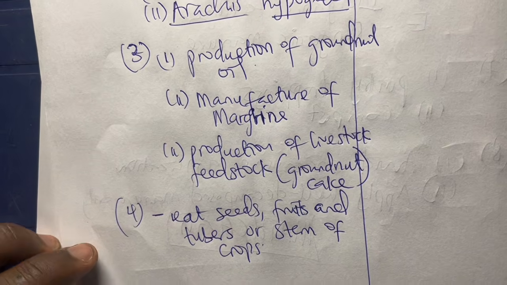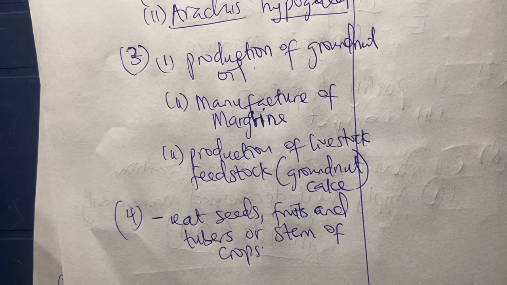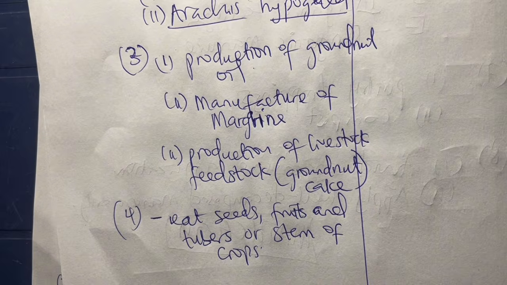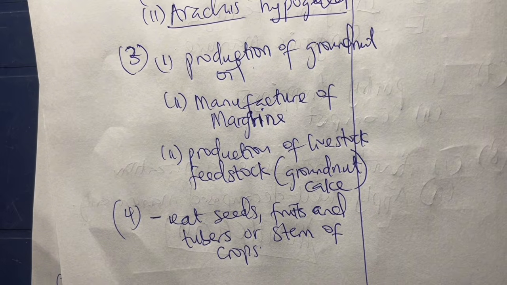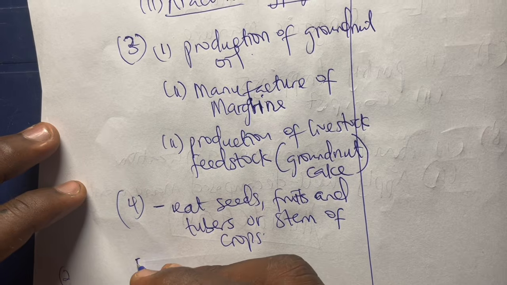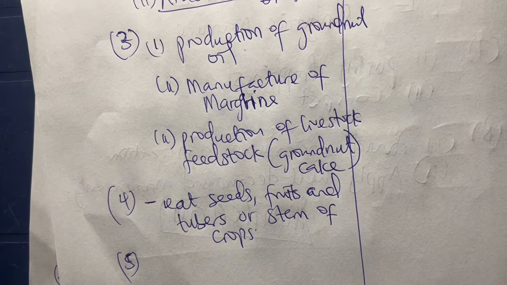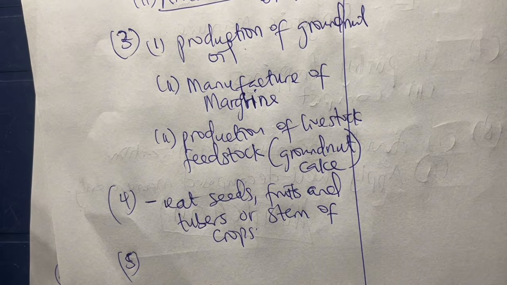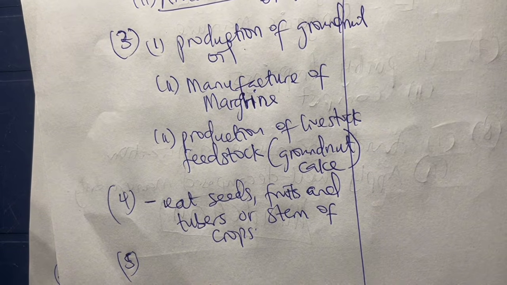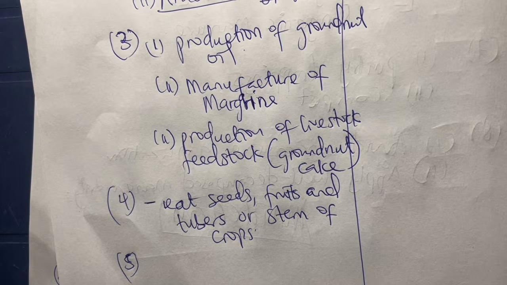So you can leave it like that. Another thing they can ask you is to list 4 control measures of rats on the farmland. How can you control rats so that they will not destroy your fruit, your seed, your tubers, stem that you planted on the farm? How can you control it so that it will not affect them?